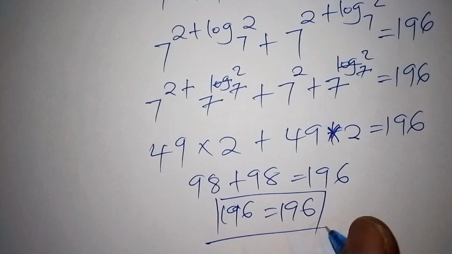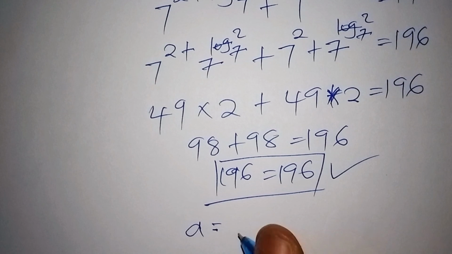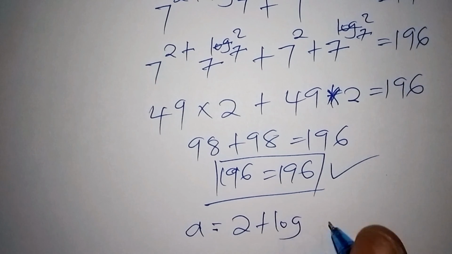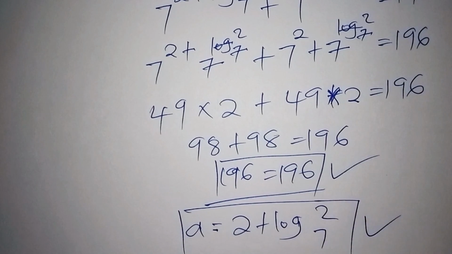That means that we are correct when we say that our value for a is equal to 2 plus the log of 2 to the base of 7. So this one still carries as the correct answer.